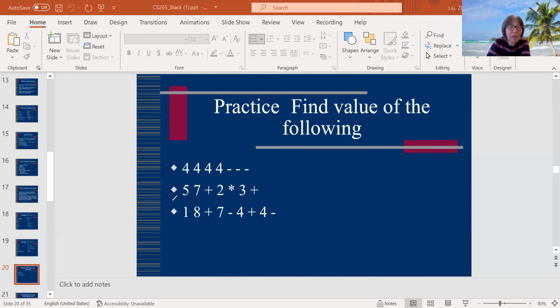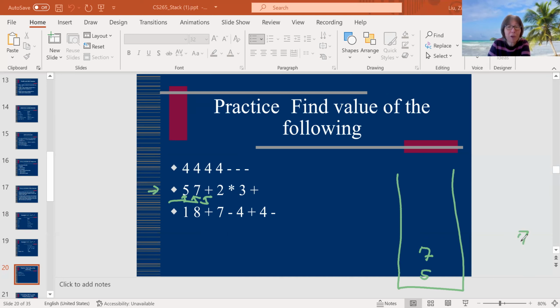So how about let's take a look at this second one? We need a number stack. It's a number, so we push it to the stack. It's a number, we push it to the stack. It's an operator, so we need to pop 2 numbers out. We pop 7 out, then we pop 5 out, and we apply the operator, so it's 12. And then we push it back.